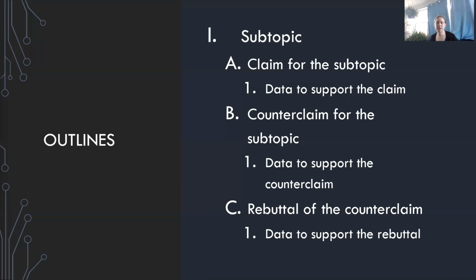Of course, in order to show that you are a well-read and well-rounded individual, you will also have to offer a counterclaim. This is the oppositional data for this specific subtopic. In order to avoid bias, you would need to provide support and data for this counterclaim that shows why the opposition believes the way they do.